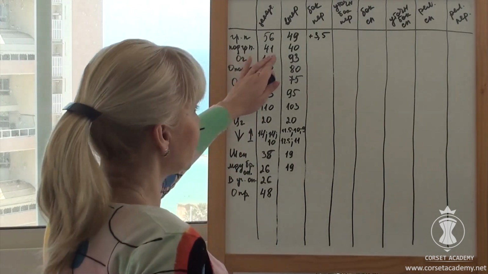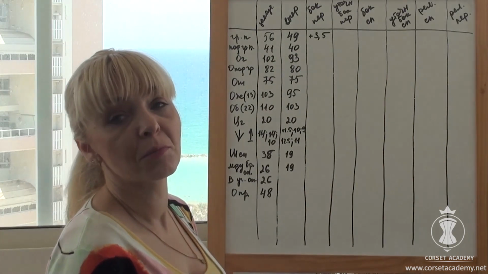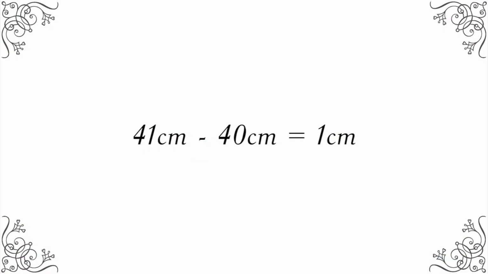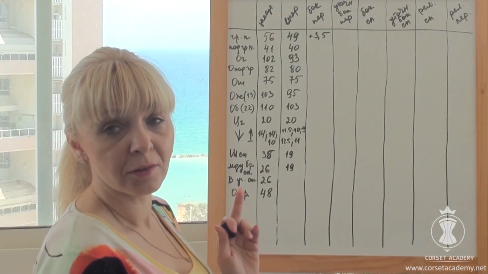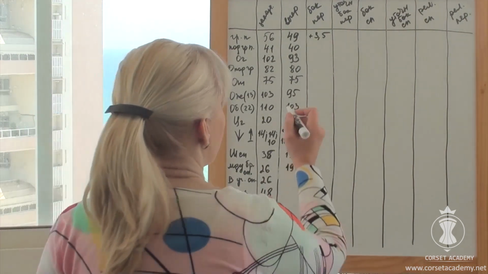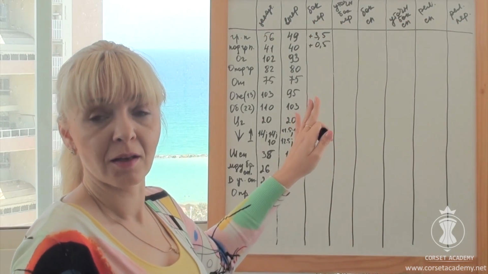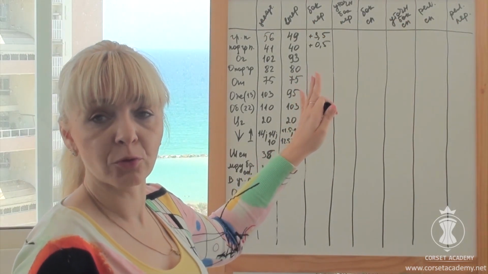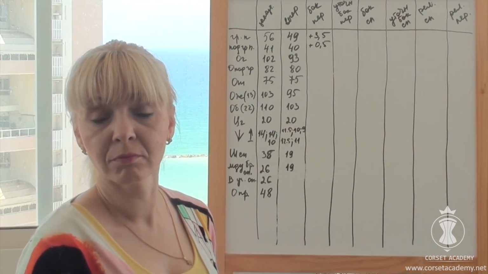Under bust front measurement: 41 centimeters on the client and 40 centimeters on the pattern. 41 centimeters minus 40 centimeters equals 1 centimeter. I divide it in half to account for two side seams. It turns out I need to expand the pattern by only 0.5 centimeters from each side. My students usually get puzzled here. What to do? What adjustment value to choose to expand the pattern now? Where to take guidance from?